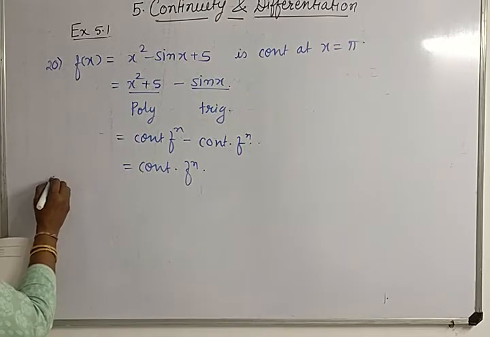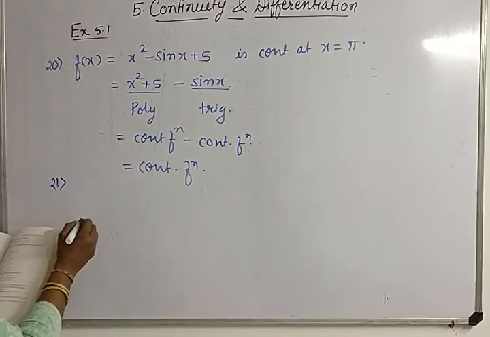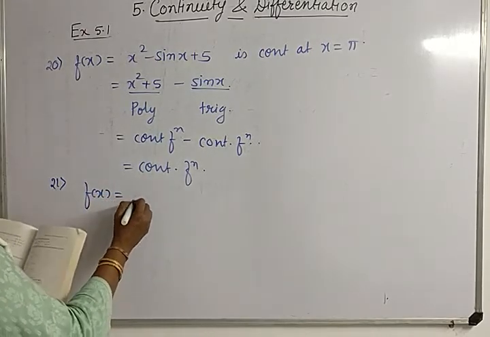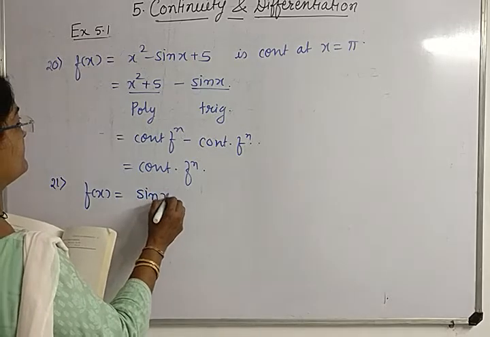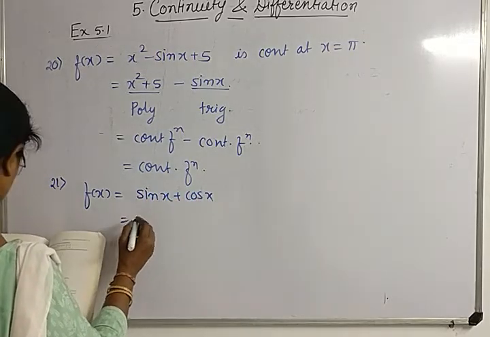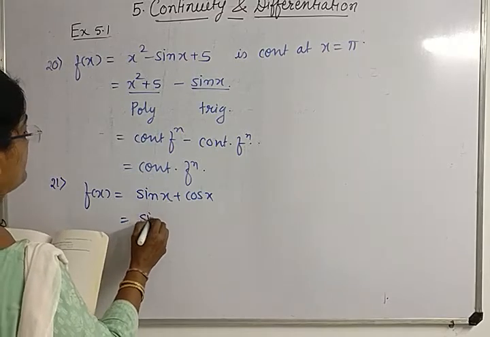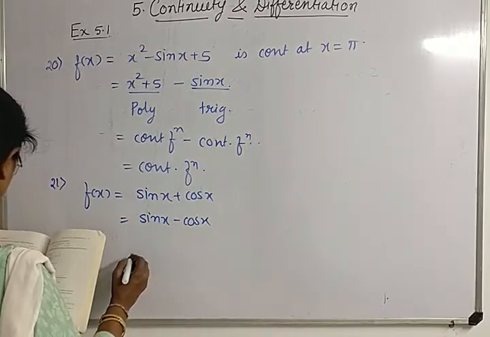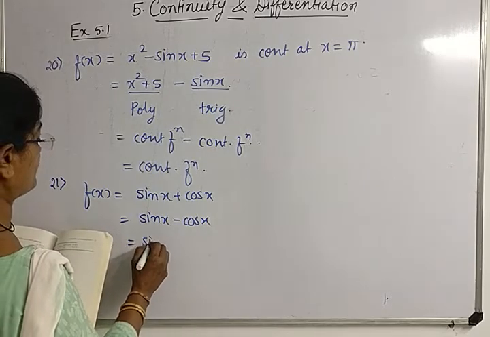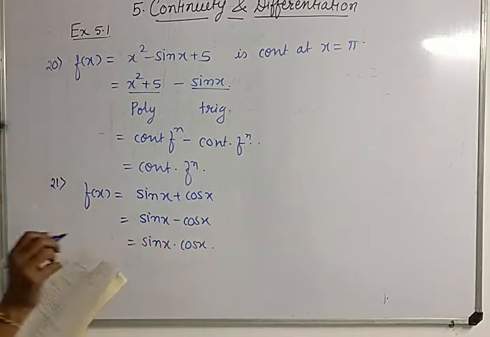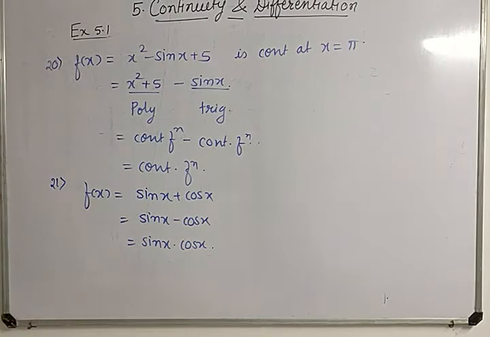Number 21. The function f of x equal to, first is sin x plus cos x, second is sin x minus cos x, third is sin x into cos x. Discuss the continuity of the function. हमको सिर्फ बताना है कि कंटिन्यूअस है या नहीं है.